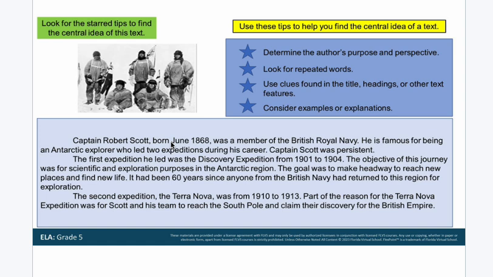The second expedition, the Terra Nova, was from 1910 to 1913. Part of the reason for the Terra Nova expedition was for Scott and his team to reach the South Pole and claim their discovery for the British Empire.